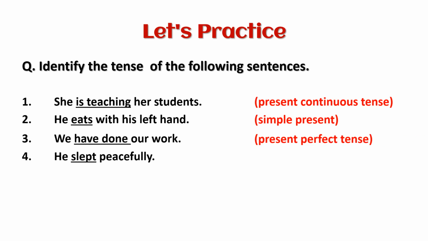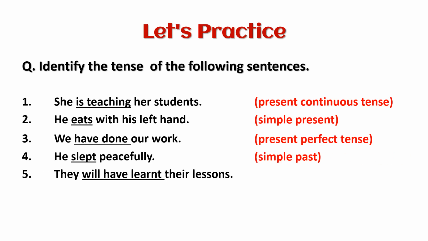Next sentence, number 4. He slept peacefully. Which is the verb here? Slept. It is written alone. No helping verb is there. And it is the second form of the verb. So what type of tense is it? It is simple past tense.